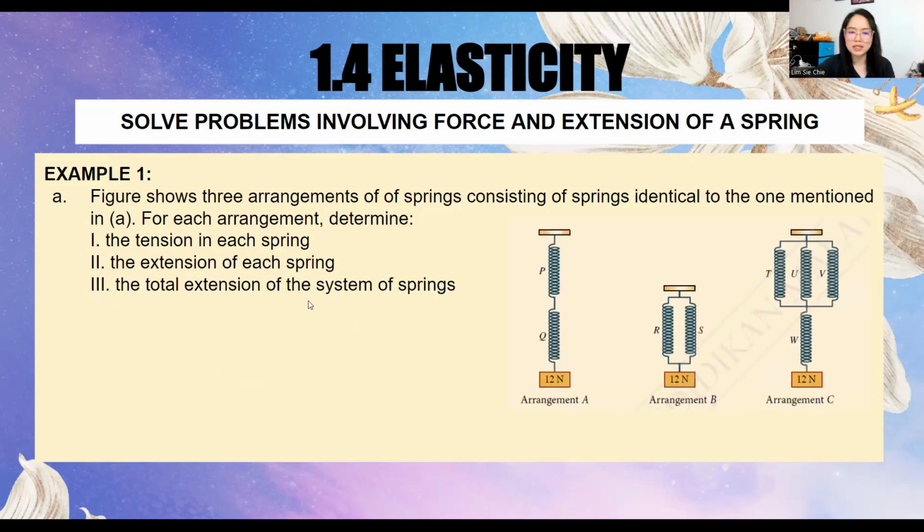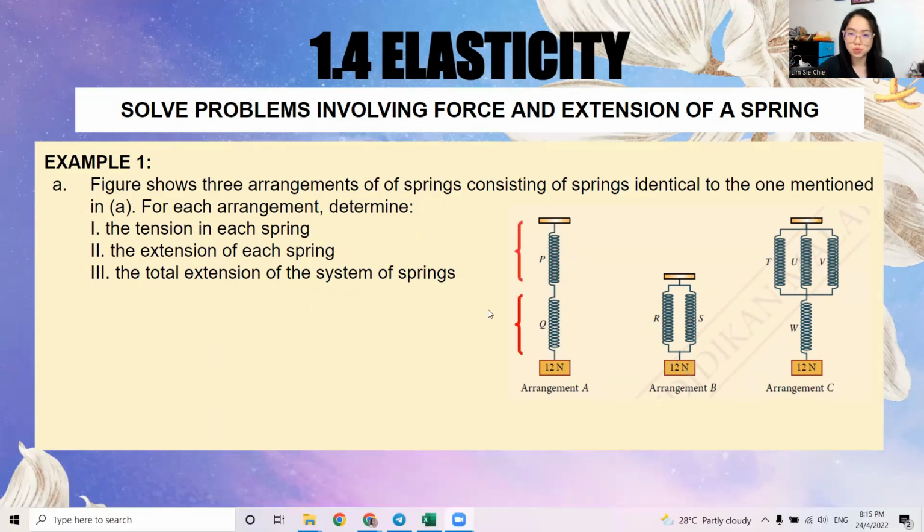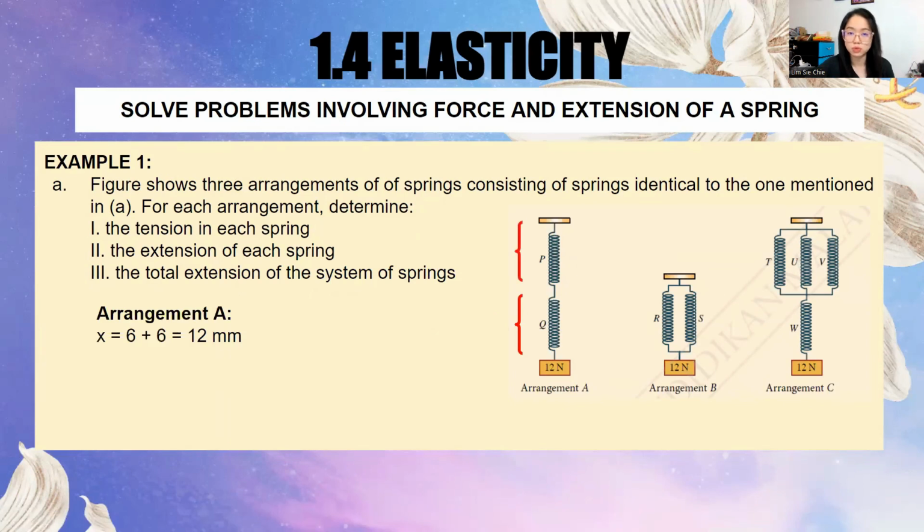So move on. How about the total extension of the system? I'm talking about the total extension of the system. P is 6, right? Q is also 6. So you just add 6 plus 6 equals 12 millimeter. How about R and S? R and S are on the same plane, so they are only experiencing 3 millimeter, divided by 2, right?